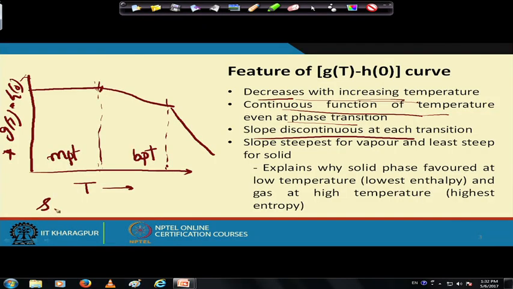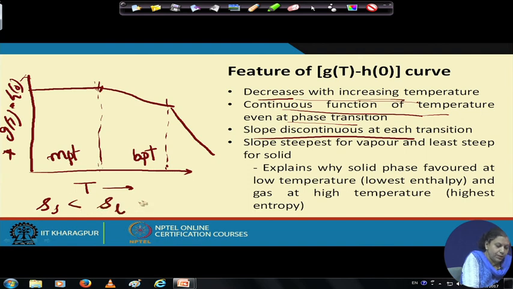And we very well know that S of solid is less than S of liquid, which is less than S of the vapor phase. So naturally, what does it suggest? It suggests that the negative slope is steepest for the vapor phase, which I have shown here. This particular case corresponds to the solid, this corresponds to the liquid state, and this corresponds to the vapor phase. So we find that the slope is steepest for the vapor phase and it is least steep for the solid phase.